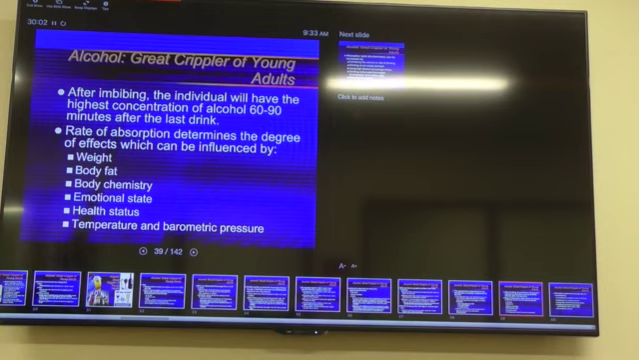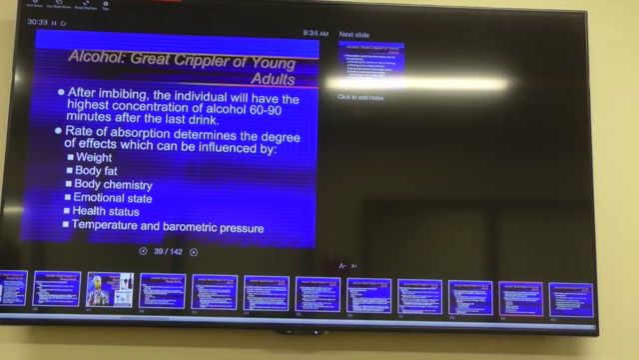Rate of absorption determines the degree of effects, which can be influenced by weight, body fat, body chemistry, emotional state. If you're angry, you're going to get drunk faster. If you're healthy, you're going to process the alcohol a lot quicker. If you're not healthy, like an alcoholic, you're going to stay drunk for an extended length of time. The hotter the temperature, the faster you get drunk and the longer you stay drunk, as long as it's hot.